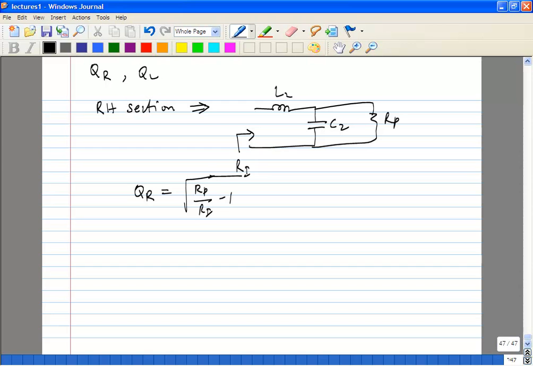Okay. So this is the relation for QR, and you also know this is equal to omega naught L2 over Ri, right? For the series, so this one you can rewrite it as, so you have Ri, you have, let's say, C2S, and you have L2, right? So similarly, you know that your omega naught L2 over Ri is also the Q of the right side network. Is that clear? Okay.